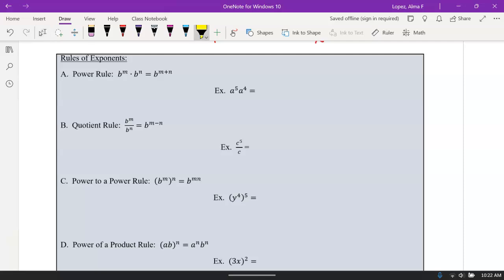For me, if I have 2 like bases that are being multiplied together, I know I'm going to add the exponents. So I like to call the power rule like bases. And so on this example, a to the 5th times a to the 4th would end up being a to the 9th. Quotient rule. Here's what we're talking about now. If you have a quotient where you have the like base on the top and one of those like bases on the bottom, but there are exponents in play, you always want to subtract the exponents. So you would get c to the 5 minus 1, which would be c to the 4th.